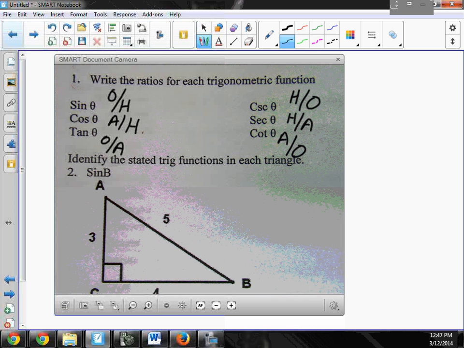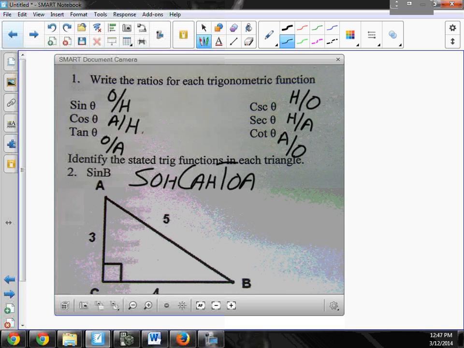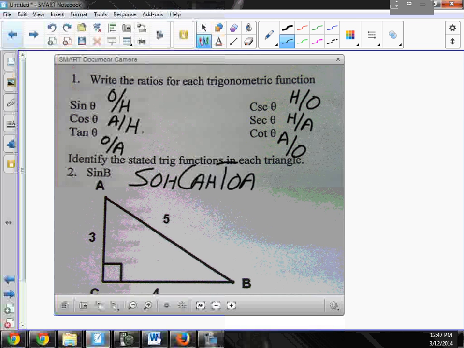Now, last year, hopefully you learned the mnemonic SOHCAHTOA. You guys have heard of that? Well, let me show you how to program things in your calculator. So if you're not good at remembering this kind of stuff, you can just look it up. So pull out your calculators.